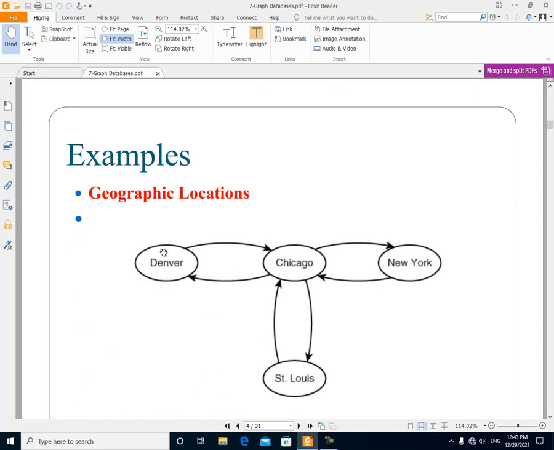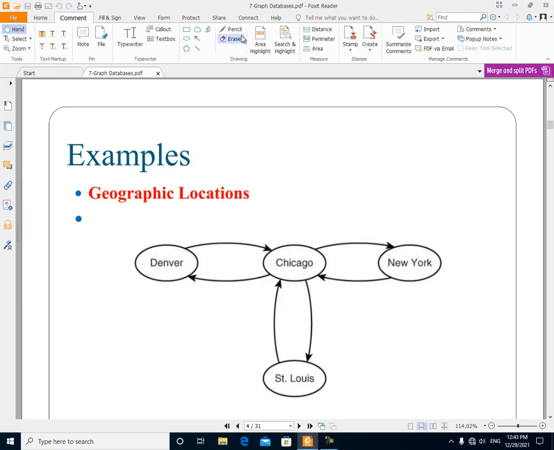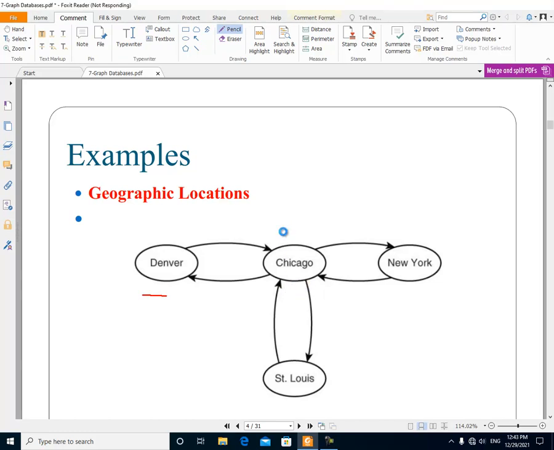In this figure, you see that we have some locations here, and these are some cities: Denver, Chicago. Okay, and these cities are connected to each other, and these are the paths between these cities.